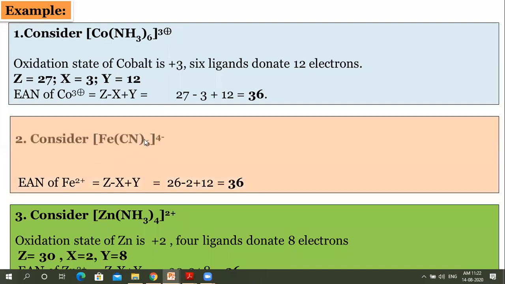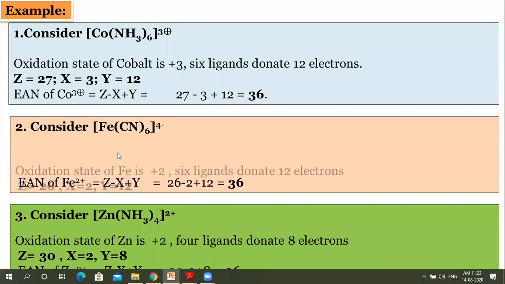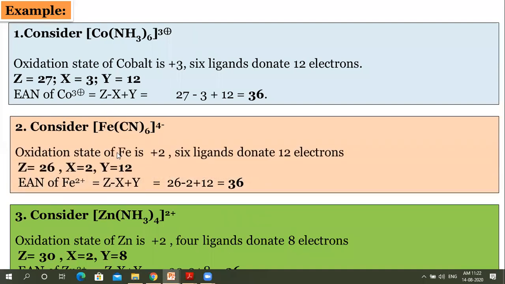Then we will discuss the second example, Fe(CN)6. These are the previous examples, only in detail I have shown here. I will explain this example. Oxidation state of Fe is +2 here. Why is it +2?